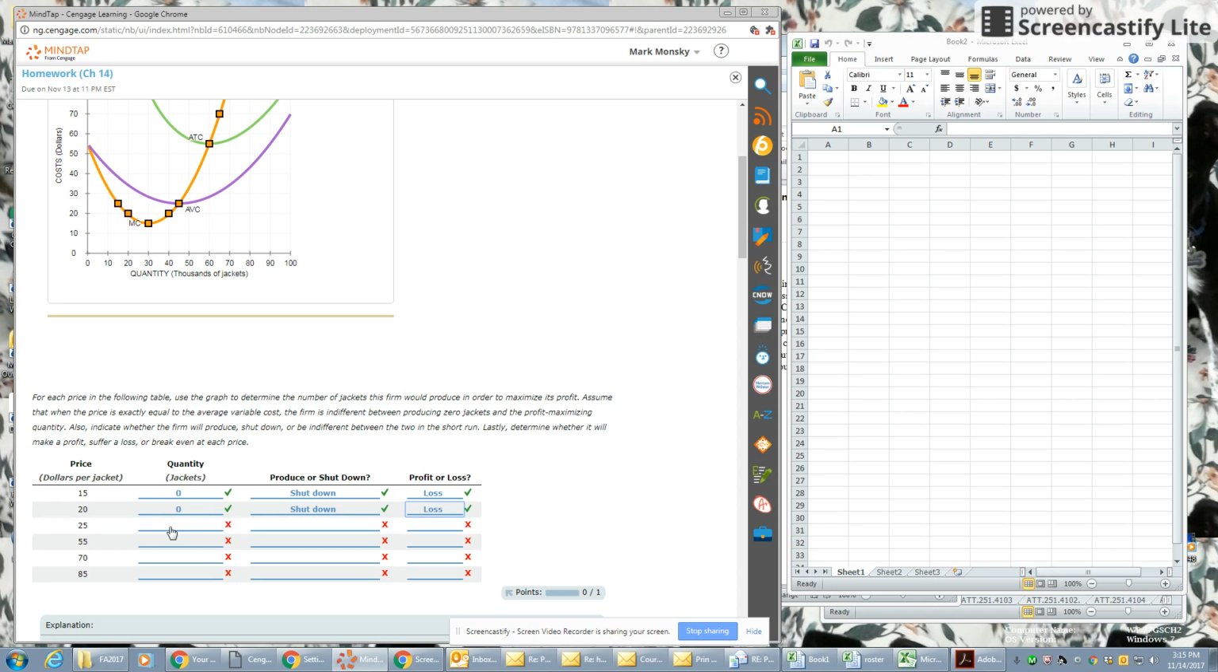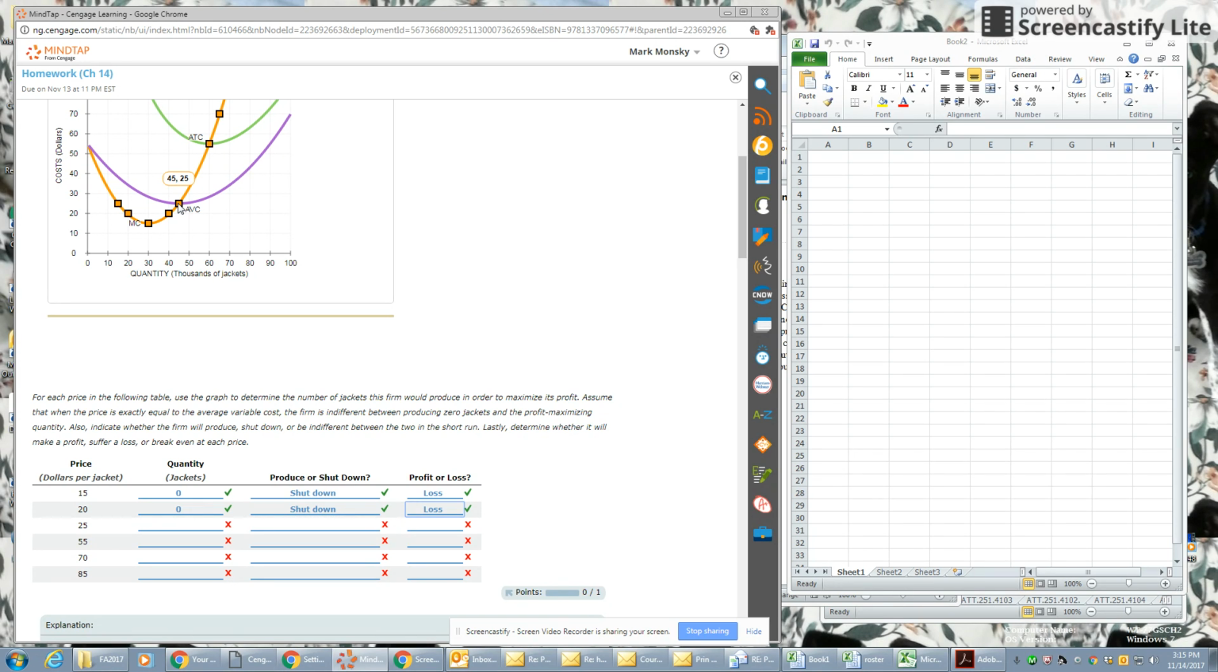Okay, moving on to $25. So now it's going to get interesting. So at a price of $25, this firm is going to choose to be willing to produce their profit maximizing quantity. The best that they can do is to produce 45,000 jackets. Okay. Now let's think about what's going to happen if they choose to produce 45,000 jackets. They will earn a price just equal to their average variable costs. Okay. At that quantity of 45,000, the price of $25 is equal to average variable costs.